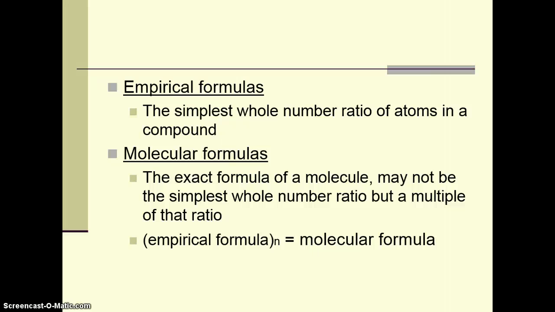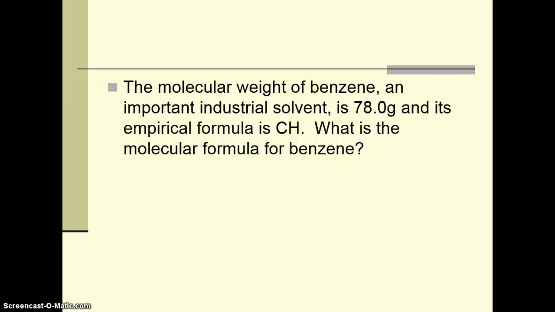So when we look at this, on the basic level, the molecular weight of benzene, an important industrial solvent, is 78.0 grams, and its empirical formula is CH. What is the molecular formula for benzene? So we know that benzene is somehow CH, but we don't know what multiple of that it is. So what we need to do is find out what the mass is of our empirical formula. So if CH is our empirical formula, I'm just going to take the 12.01 for carbon and the 1.01 for hydrogen, add it together. That's what the empirical formula weighs.